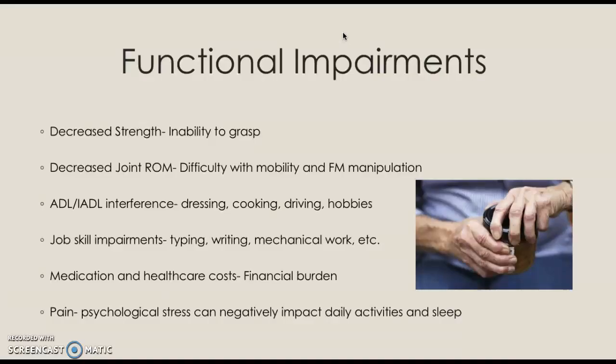Functional impairments. Decreased strength is very common with RA, and this is going to affect your ability to grasp objects and complete daily activities. Decreased joint range of motion will create difficulty with mobility and fine motor manipulation. ADL and IADL interference is common, especially with dressing, cooking, driving, and completing hobbies.